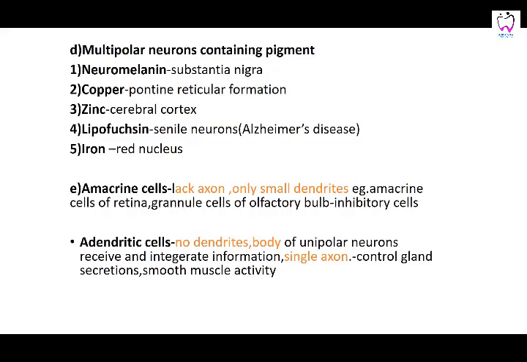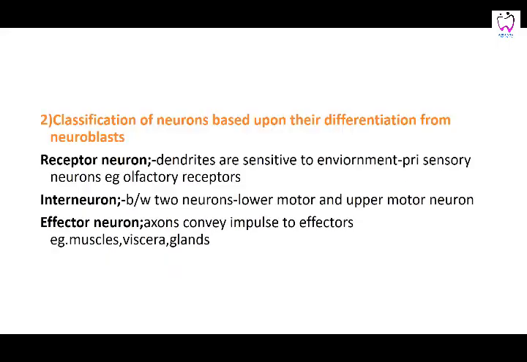Then you can have amacrine cells. They lack the axon only. Amacrine, no axon, but only small dendrites are present. Those are called the amacrine cells of the retina and of the olfactory bulb. Then you can have adendritic neurons, with no dendrites; the body of the unipolar neuron receives and integrates information from a single source. That is, one axon acts as both the sensory and the motor component. There are no dendrites. So you can classify them this way.